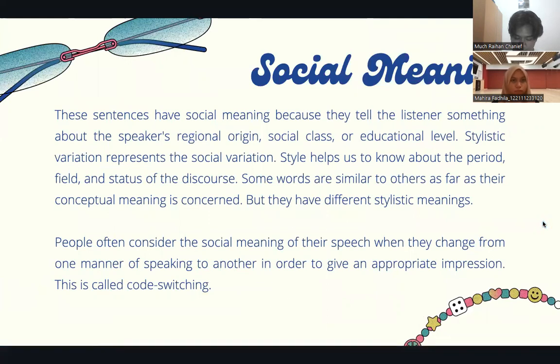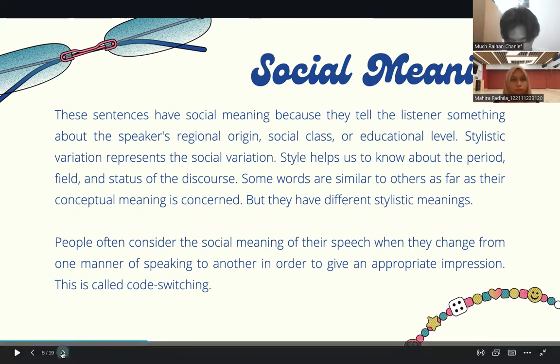These sentences above have social meaning because they tell the listener something about the speaker's regional origin, social class, or educational level. Stylistic variation represents social variation. Style helps us to know about the period, field, and status of the discourse. Some words are similar to others as far as their conceptual meaning is concerned, but they have different stylistic meanings. People often consider the social meaning of their speech when they change from one manner of speaking to another in order to give an appropriate impression. This is called code switching.